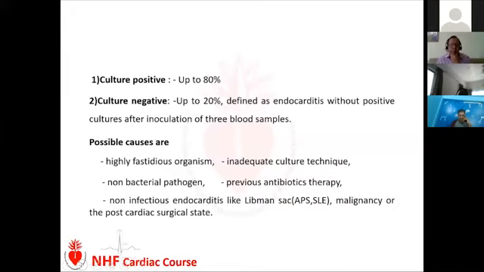Up to 80% of cases, etiologic agent can be detected through culture media. Up to 20% it remains culture negative, which is defined as endocarditis without positive blood cultures after the inoculation of 3 blood samples. Possible causes may be organism can be highly fastidious, culture technique may be inadequate, there will be a start of antibiotic therapy prior to obtaining blood samples, bacterial, non-bacterial pathogen, or it can be non-infectious endocarditis like Libman-Sacks, which is found in antiphospholipid antibody syndrome, systemic lupus erythematosus, malignancy, or in the post-cardiac surgical state.